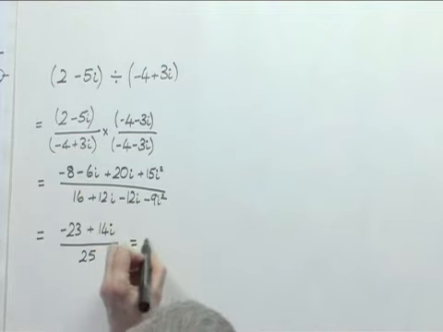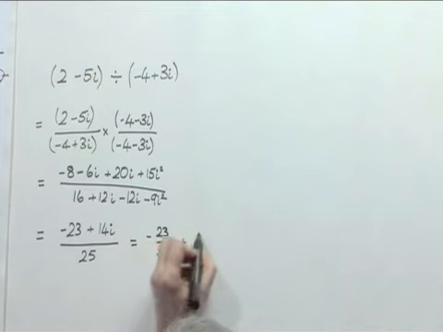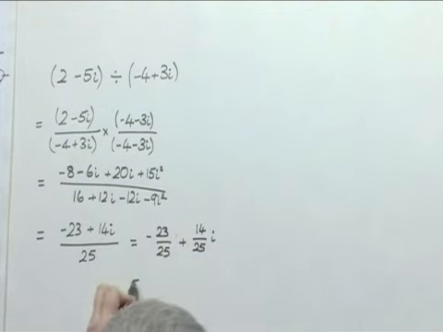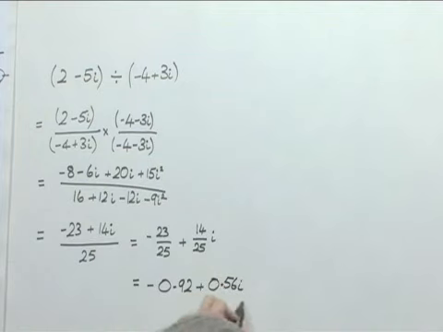So we can write that as minus 23 over 25 plus 14 over 25i, which we could also write as minus 0.92 plus 0.56i. And so that's the result of doing this division. Now, in the next unit, we'll look at something called the Argand diagram, which is a way of graphically representing complex numbers.